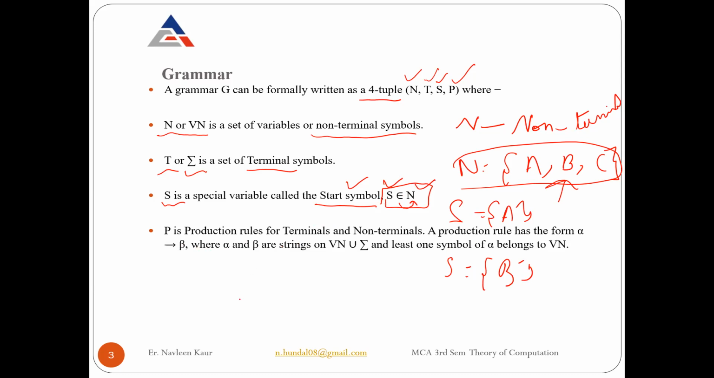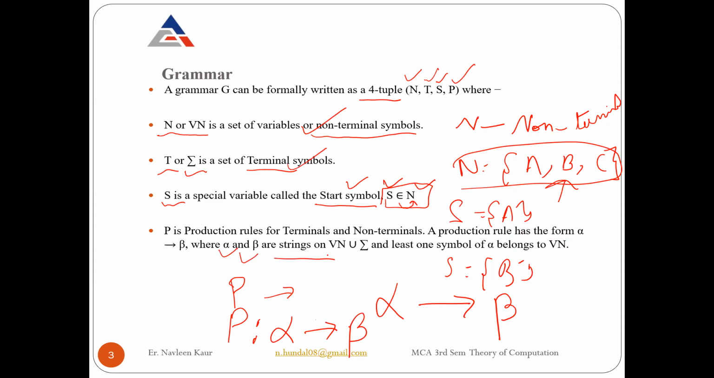Now P is the production rule. P stands for production rules for both your terminals and non-terminals. What is the form of your production rules? It is of the form alpha goes to beta. So how do you represent P? You write P like this: it goes from alpha to beta. What are alpha and beta? Alpha and beta are strings, and these strings are made up of VN, that is your non-terminals, union terminals. This means your strings are only created by using non-terminals union terminals. The string has letters from non-terminals and terminals, with the union meaning you don't prefer repetition.